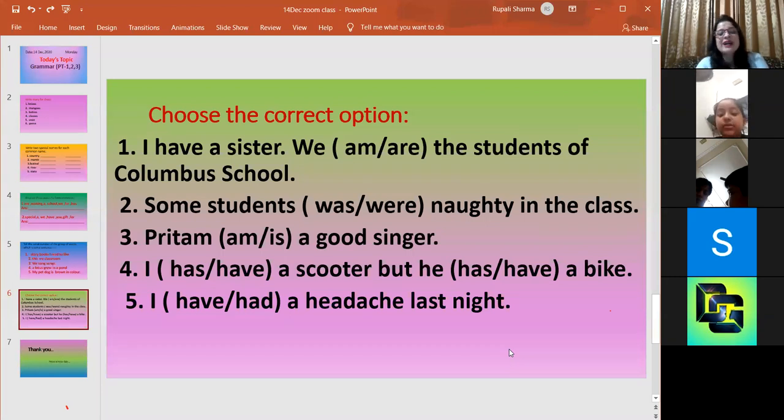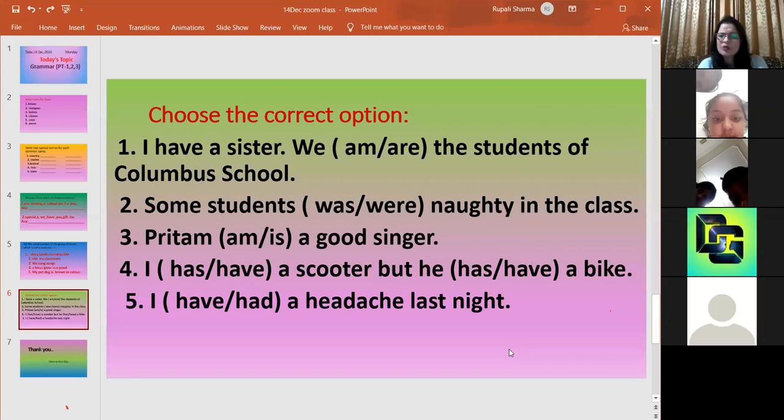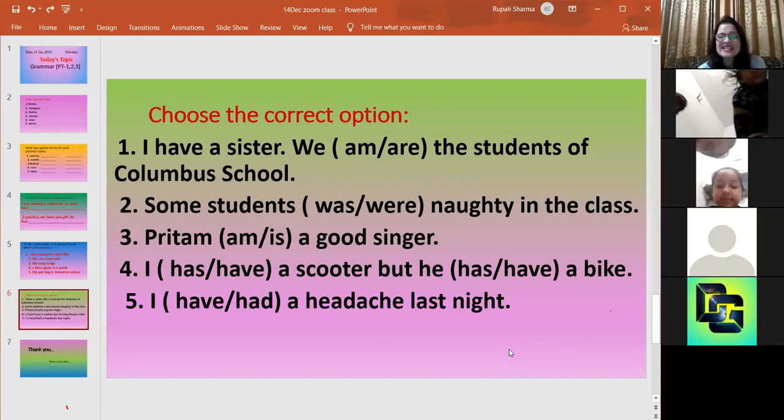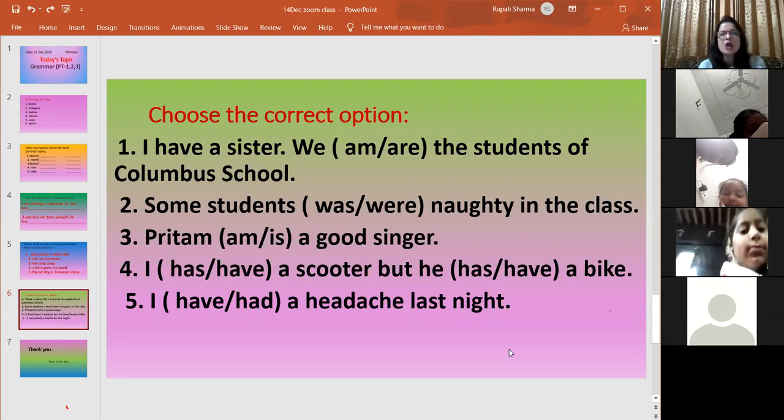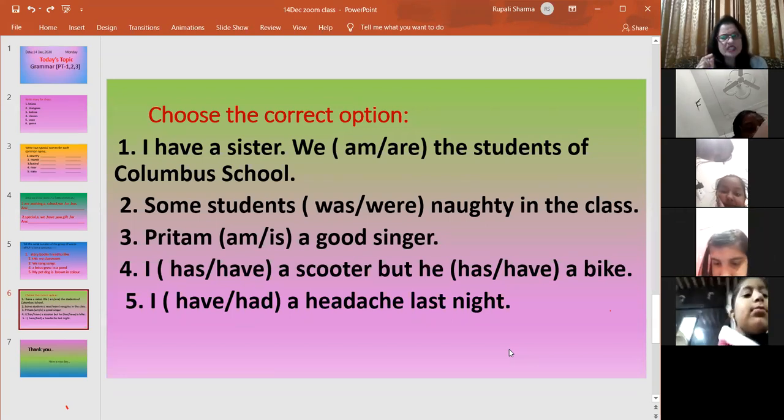Now, number five. I dash a headache last night. Now, what last is? Yes, very nice, Ekvir. Last night is there. Past tense is there. Very nice. Past tense, jab bhi wahan pe last night, wherever, hume past tense ke bare mein bataya. Past tense matlab jo time chala gaya, pichla time. Theek hai? Uske bare mein bataya hai. To we use had.